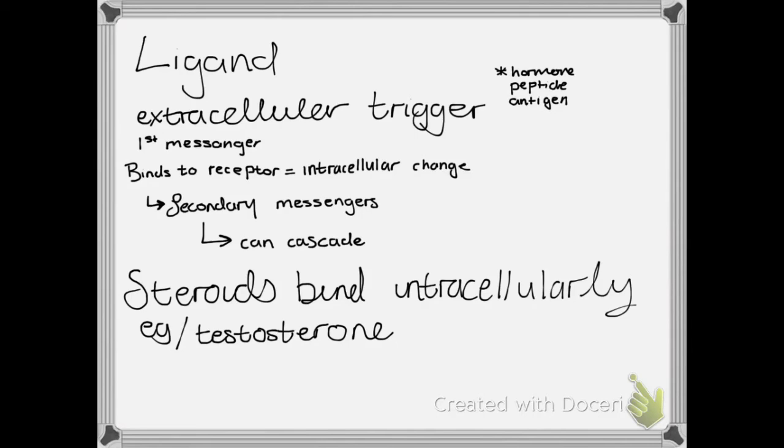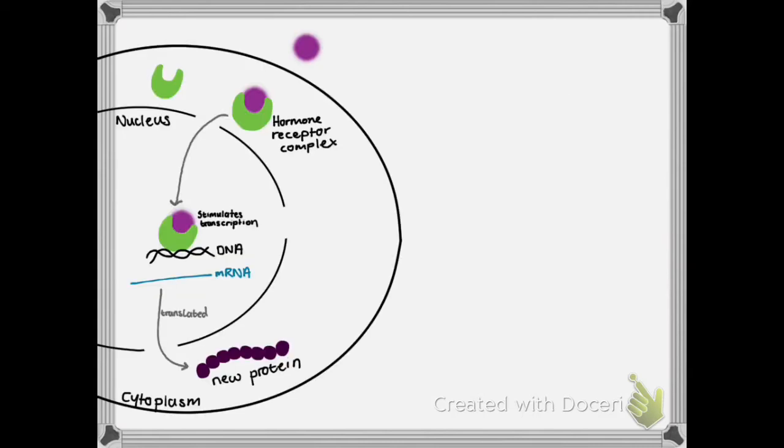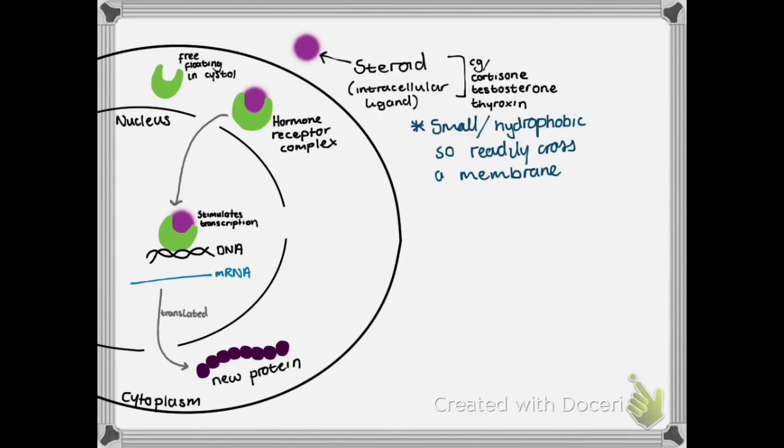Another term you may hear me using is a steroid. These bind intracellularly instead, so you've got things such as testosterone, which would be an example of one. They bind inside the cell. So here's a little diagram that I'm actually really proud of, so hopefully it excuses my terrible handwriting of this video. So you've got your steroid, which is your intracellular ligand outside the cell.